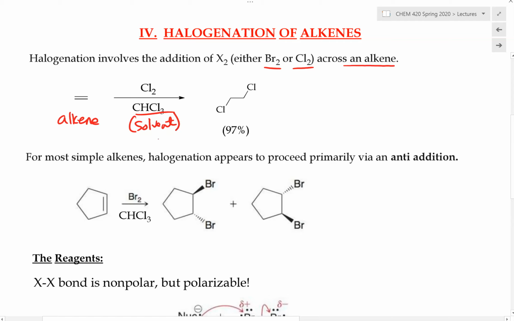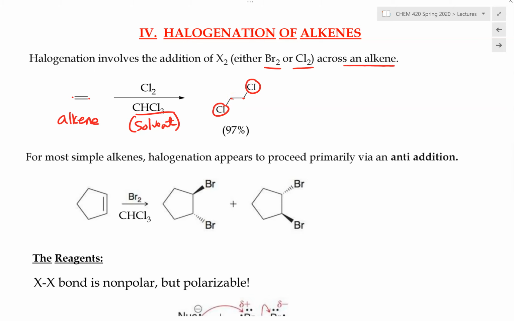And the product of this reaction is when we have two halogens added across the carbon-carbon double bond. So we end up with one chlorine on this carbon and the other chlorine on this carbon right here. Again, this used to be the double bond between these two carbons. So overall, this is a halogenation reaction of an alkene.